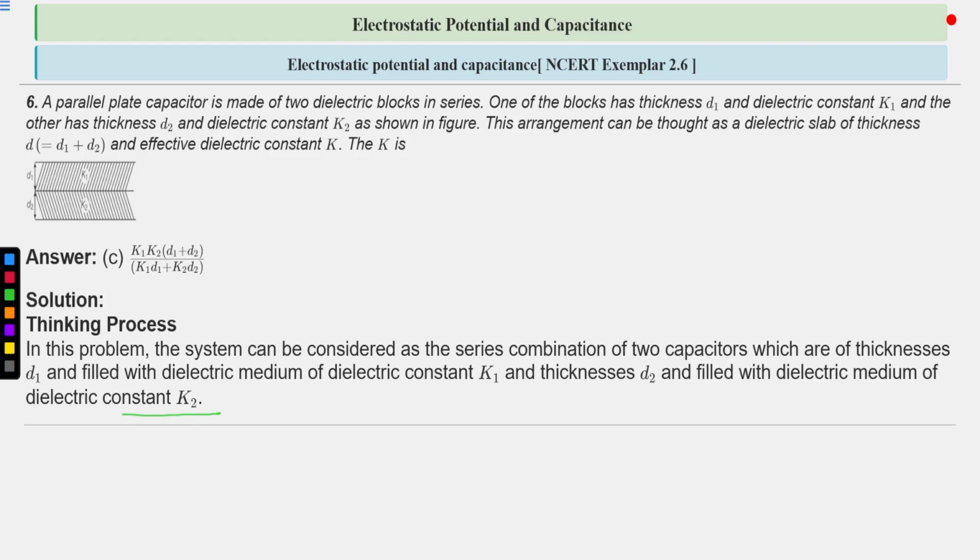So we can consider this system as two capacitors connected side by side in series. One capacitor has the K1 medium completely inserted between its plates, and the other capacitor has the K2 dielectric medium inserted between its plates. So two capacitors, one of thickness D1 filled completely with dielectric medium of constant K1, and the other of thickness D2 filled completely with dielectric medium of constant K2.